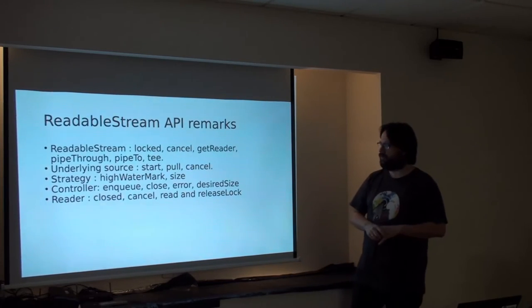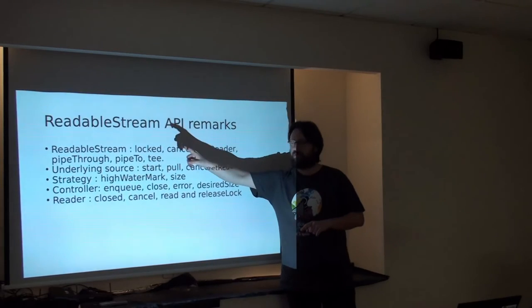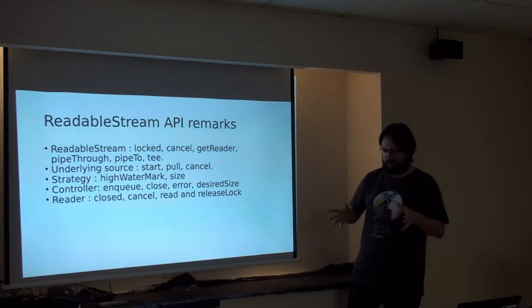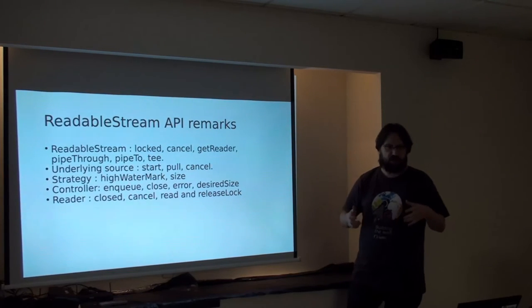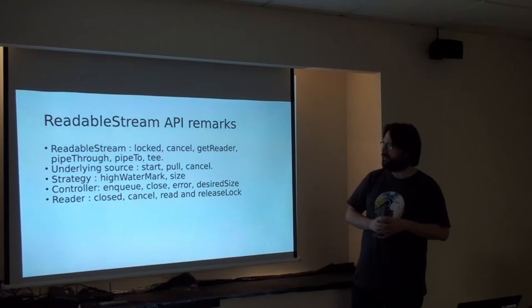Then there are two other relevant objects: the underlying source and the strategy. These two objects are taken by the constructor of the readable stream. The underlying source is the source that provides the data to the stream, and it has this stream.